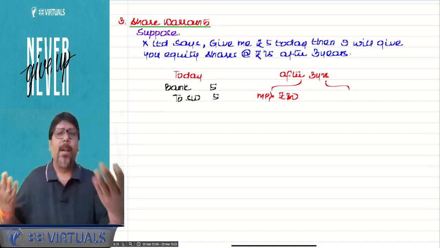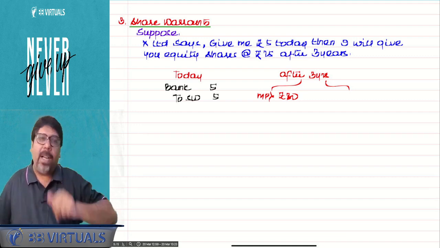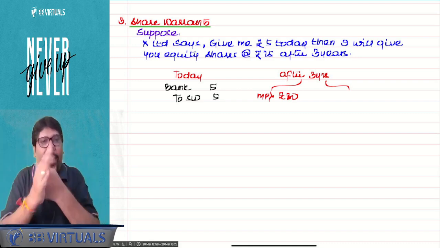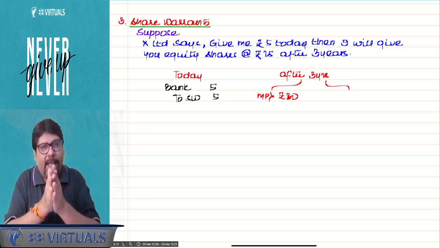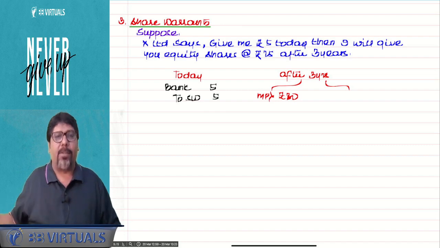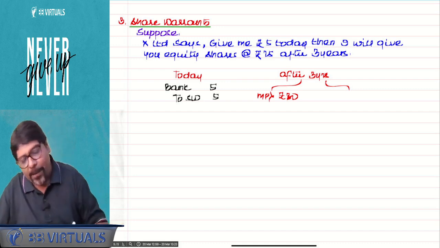You will buy the shares. Sir, I will buy the shares from the company. 5 I paid earlier, 25 I pay now. So total I am paying how much? 30 rupees. Market price is more than 30. So if I buy at 30 and sell it tomorrow, I will still make a profit. Correct. So what will be the journal entry?